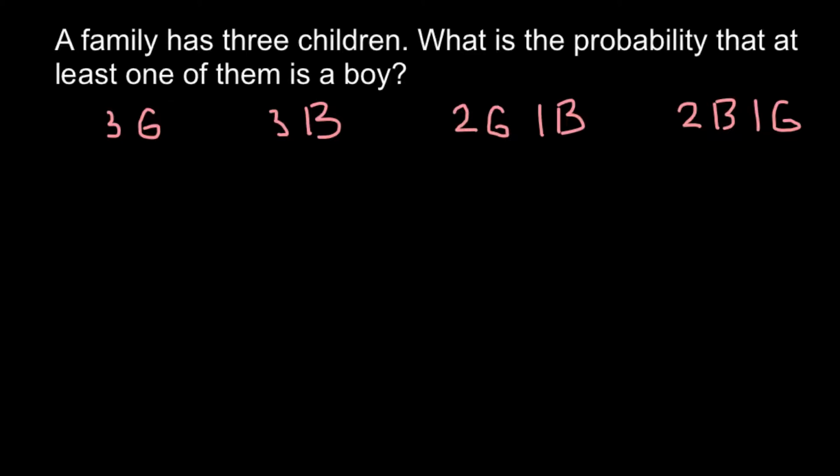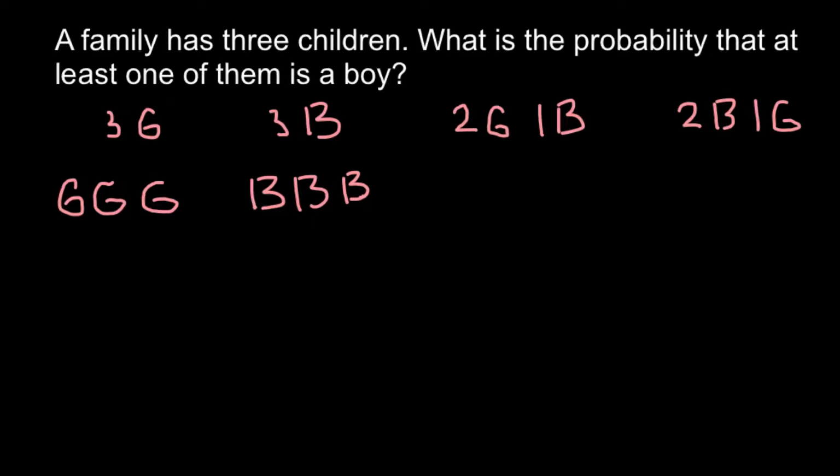So take a look. For example, 3 girls can be of the following sequence. The first child can be a girl, the second child can be a girl, and the third child can be a girl. And the same we can say about the situation when a family would have 3 boys. So the first child would be a boy, the second child would be a boy, and the third child would be a boy.